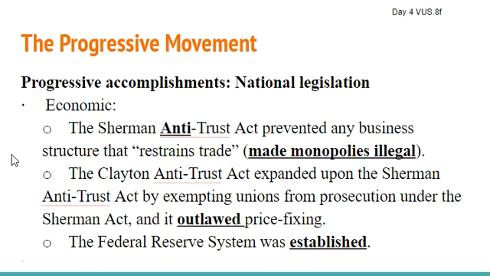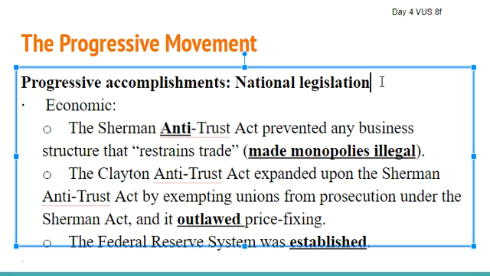So we're going to talk about the accomplishments now of the progressive movement, and we're going to talk about some of the, it says national legislation. Legislation, all that means is laws. If something's legislation, it means it's a law. So some of the economic ones is the Sherman Antitrust Act, prevented any business structure that restrains trade. So essentially it made monopolies illegal.